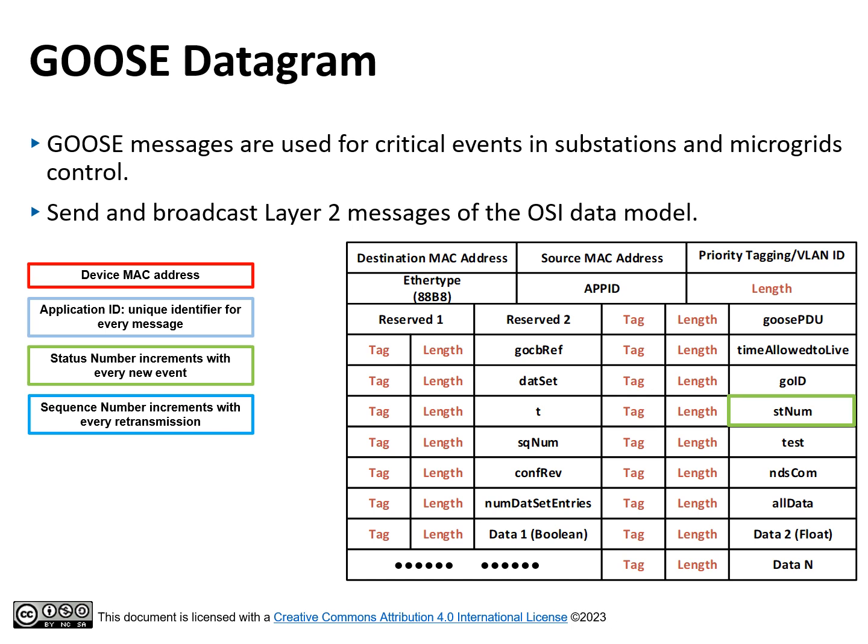Conf REV, number of times a data set has changed. NDSCOM, needs commissioning field. Num data entries, number of data elements in all data. All data, actual data being sent, Boolean, integer, float, etc.